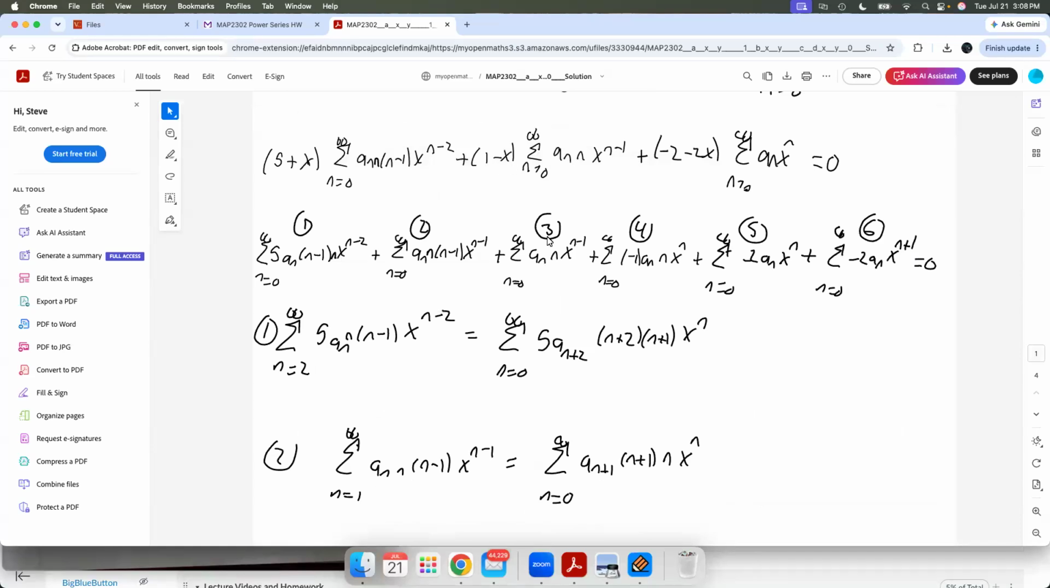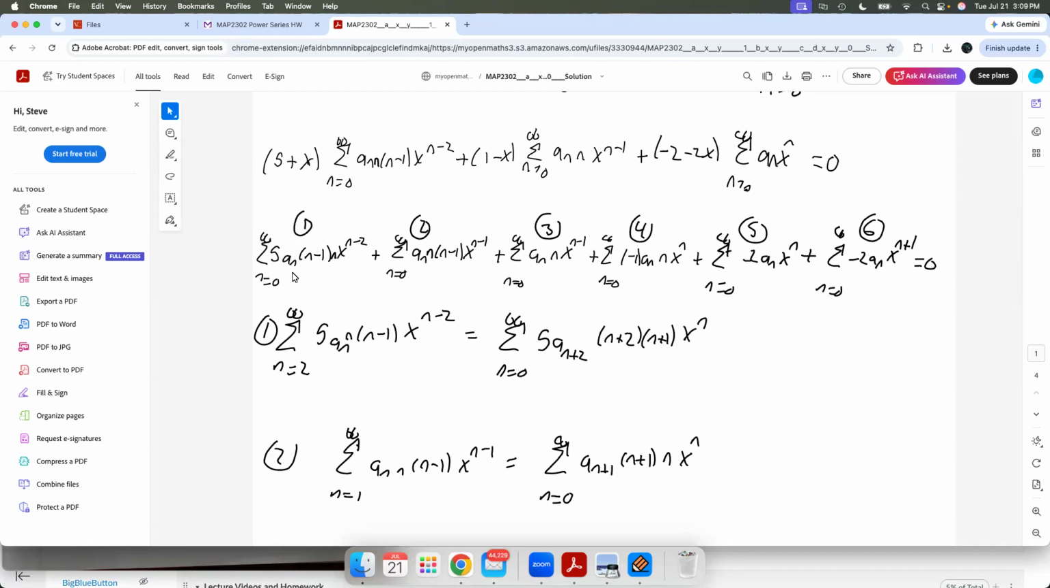Here, the 1 just comes along for the ride, but this minus x, I've just brought the negative in here for the minus, and notice my power went up by 1. And then same game over here, the minus 2 and the minus 2, but this x, when I multiply it in, I'll now get an n plus 1. All of these need to have the same exponent. They all need to be in x to the n or whatever, and they all need to start at the same place.